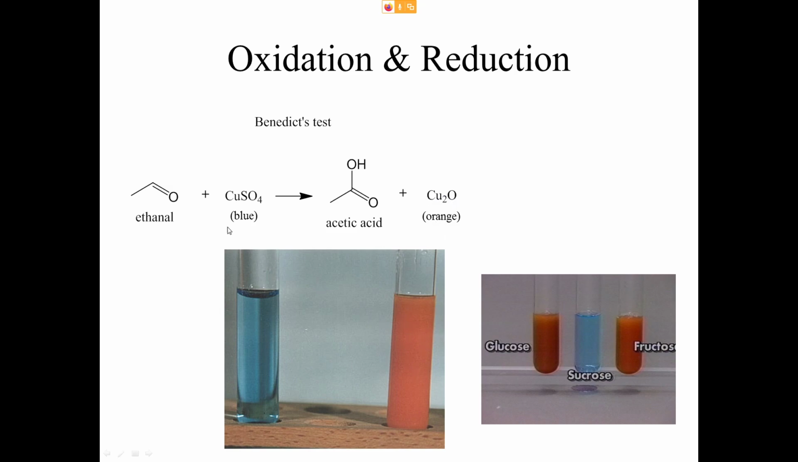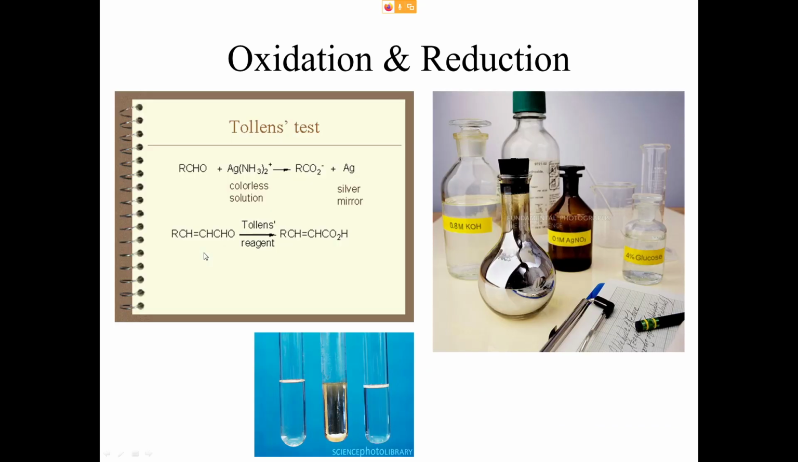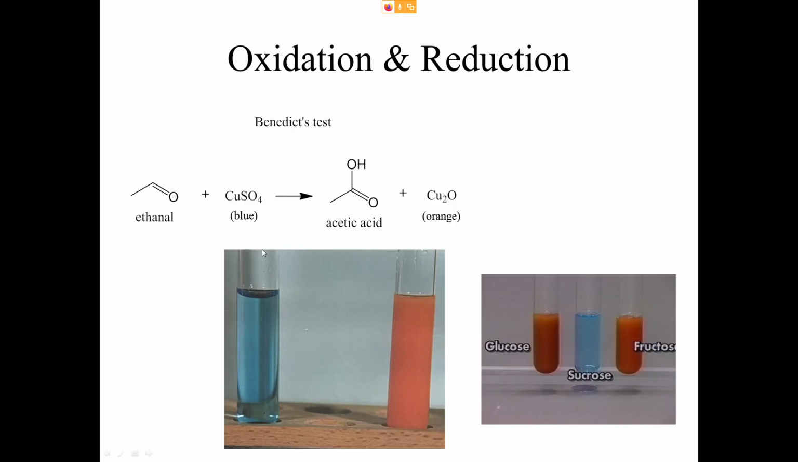So if you have this solution of blue copper sulfate, and you add some unknown liquid to it, if it contains an aldehyde, it will turn orange. And you'll see that with some of your sugars down here as well. Right? So this tells you that this solution contained an aldehyde. So these two do the same thing. This Tollens test or silver mirror test, or the Benedict's test, the blue to orange color change of the copper, both exclusively test for aldehydes. Right? Ketones will not undergo this reaction.